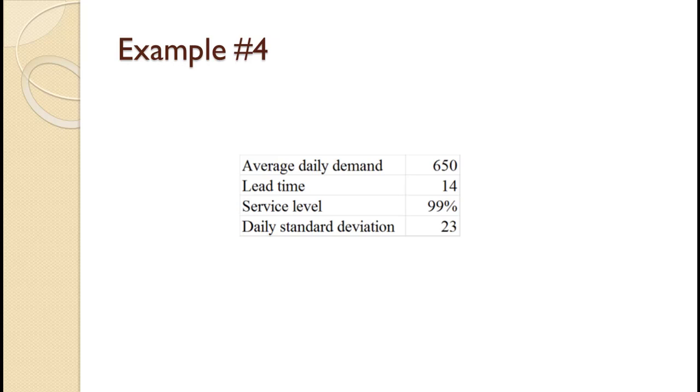Now, here's an example for you to try. A local company uses an average of 650 items a day. Daily usage has a standard deviation of 23. The manager is willing to accept no more than a 1% chance of a stockout, thus a 99% service level. Lead time is 14 days. Assuming the distribution of usage is normal, what is the reorder point?